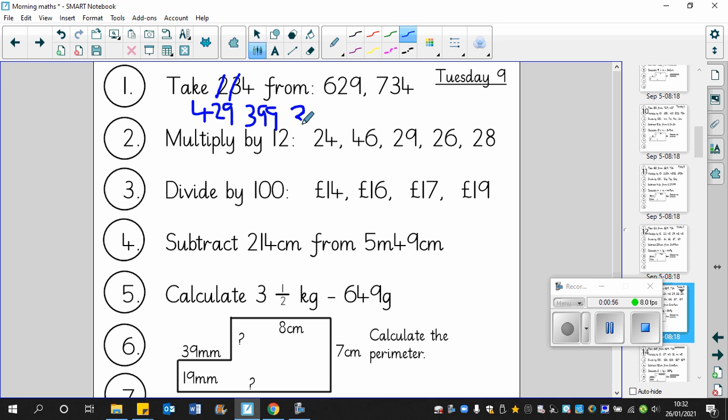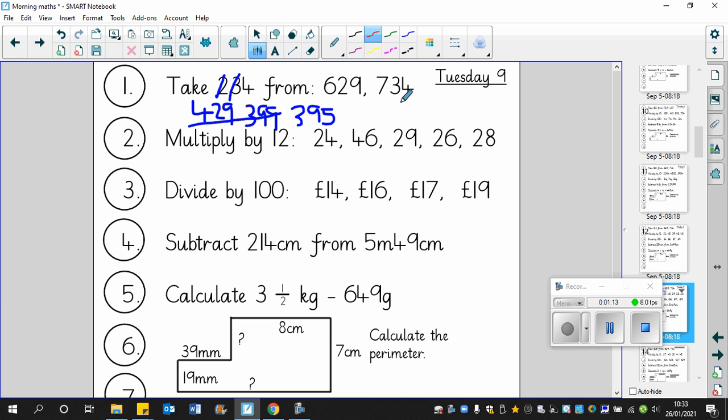that leaves us with 395. So 629 take away 234 is 395, and that's the answer for that part of the question.